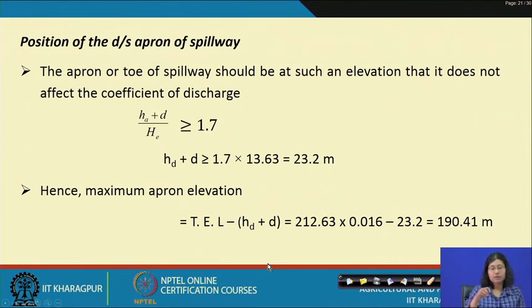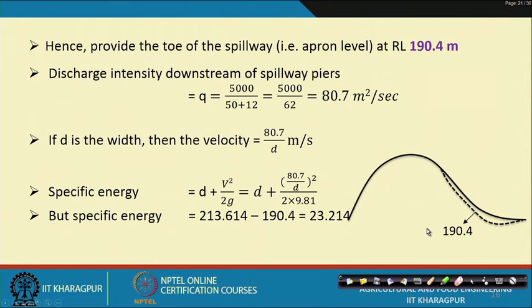Now we come to the position of the downstream apron of the spillway. The apron or the toe of the spillway should be at such an elevation that it does not affect the coefficient of discharge. Hence, the maximum apron elevation is the TEL, the tail water level, subtracted by the design height and the depth, which comes out to be 190.41 meter. Hence, provide the toe of the spillway at a level of 190.4 meter.